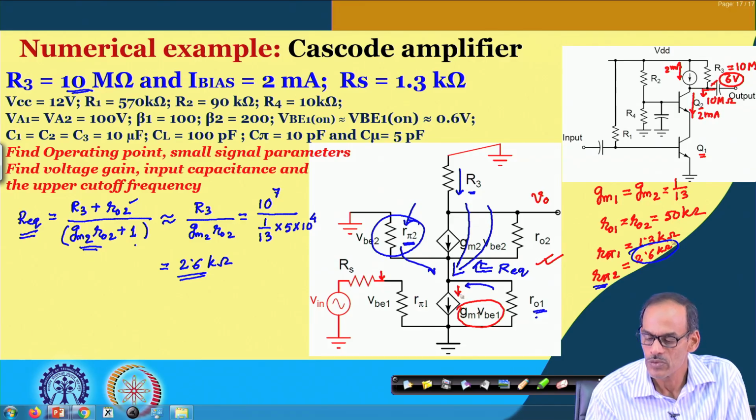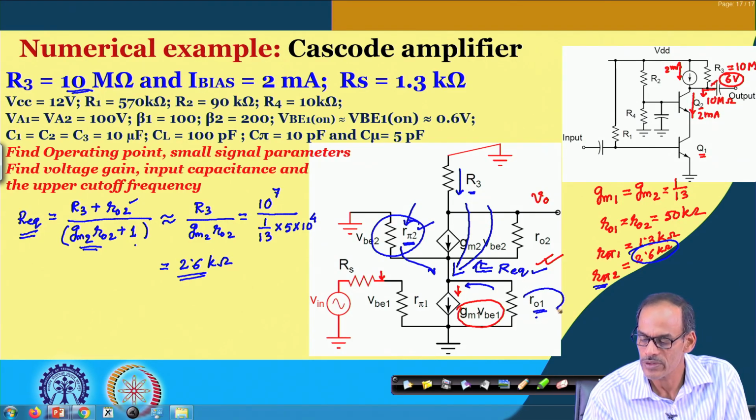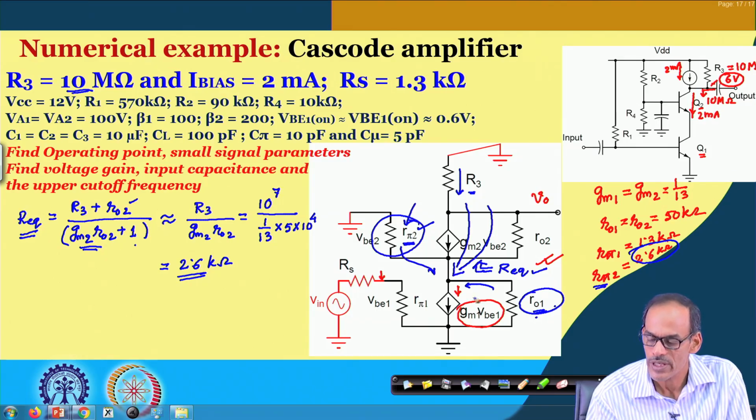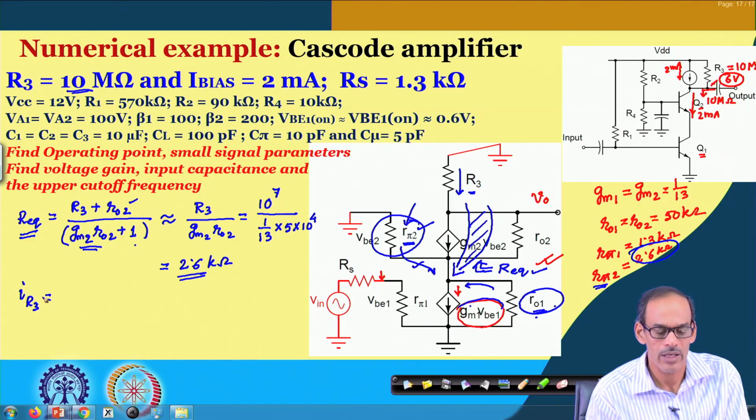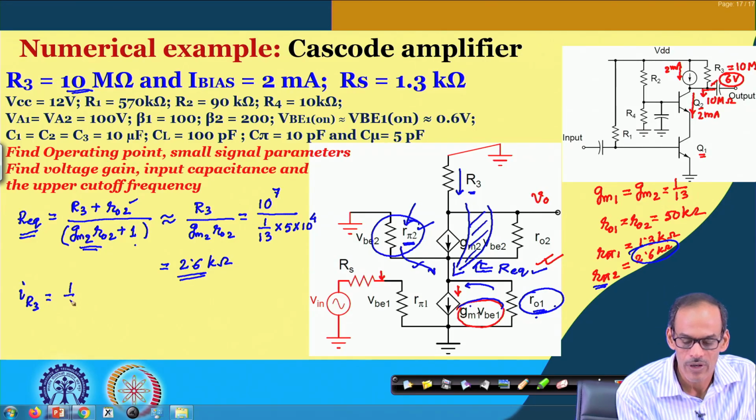So, compared to these two resistances, this resistance and this R equivalent, if I consider this resistance to be quite high, you can say half of this current flows through this part, and the other half flows through this rπ2, and hence the current through R3, IR3, is equal to half of gm1 into vb1.